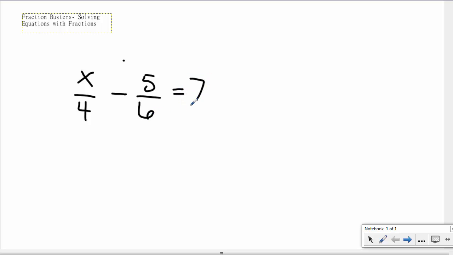So pretty messy, pretty complicated. We could leave the fractions and use standard methods of solving equations like adding 5/6 to both sides. But as you know, dealing with fractions can be kind of messy, so what we're going to do is the fraction busting method. What makes a fraction is the denominator. So we're looking at the denominators, and we have 4 and 6 as our denominators.